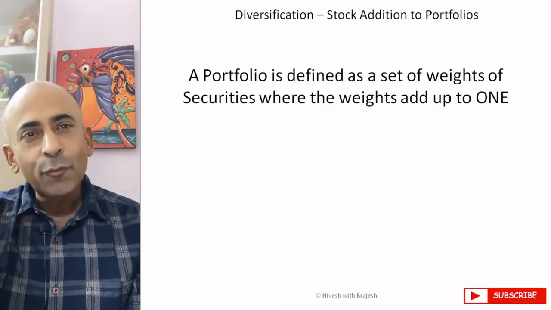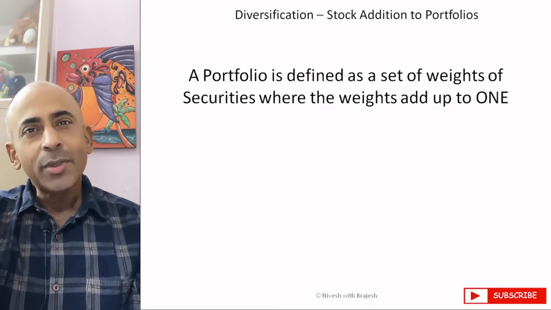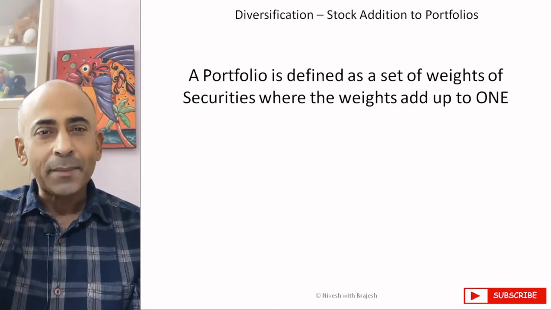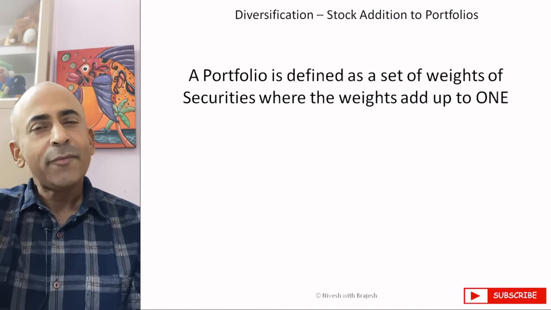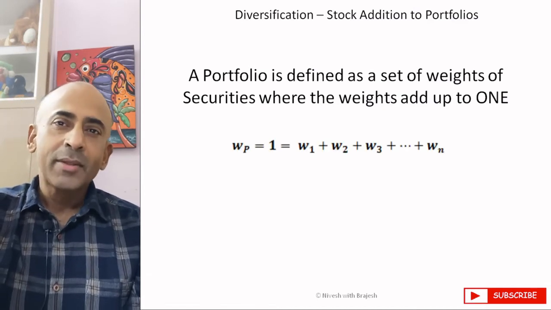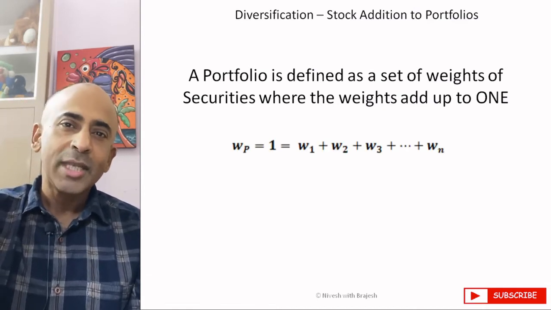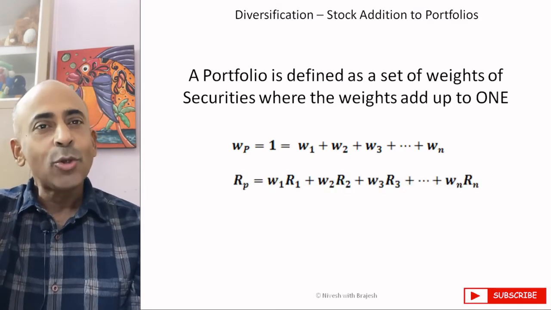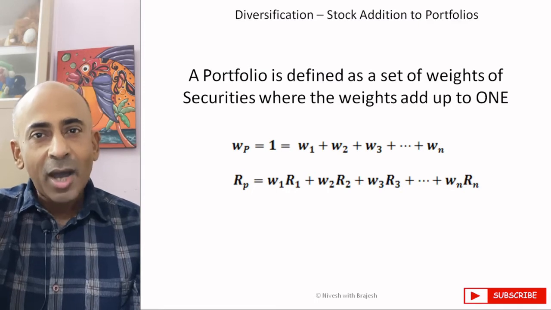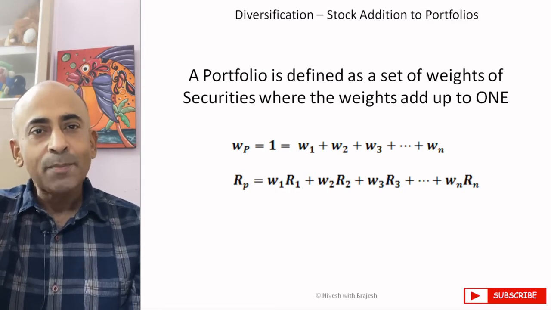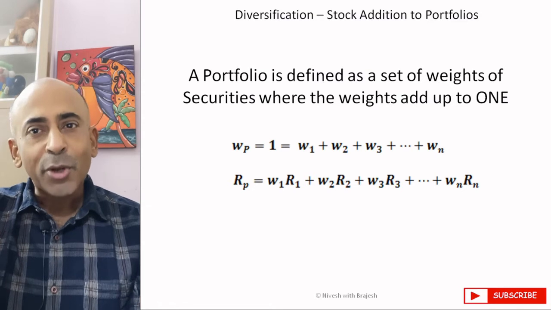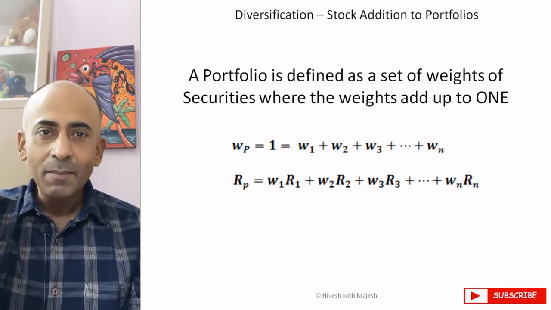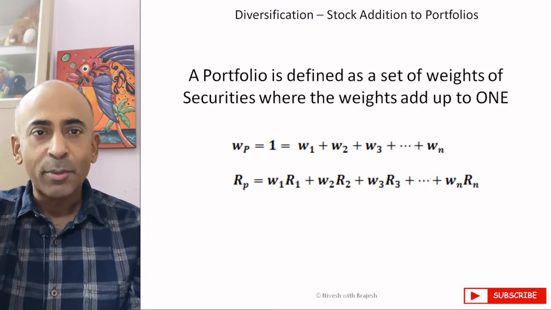So let's define a portfolio first. A portfolio is defined as a set of weights of securities where the weights add up to 1. This means that if you have n stocks in a portfolio, then the sum total of weights of the stocks equals 1. It also means that if there is a portfolio P, then the return RP of that portfolio equals the sum of products of weights and returns of the individual stocks. We will understand this in detail in a moment.